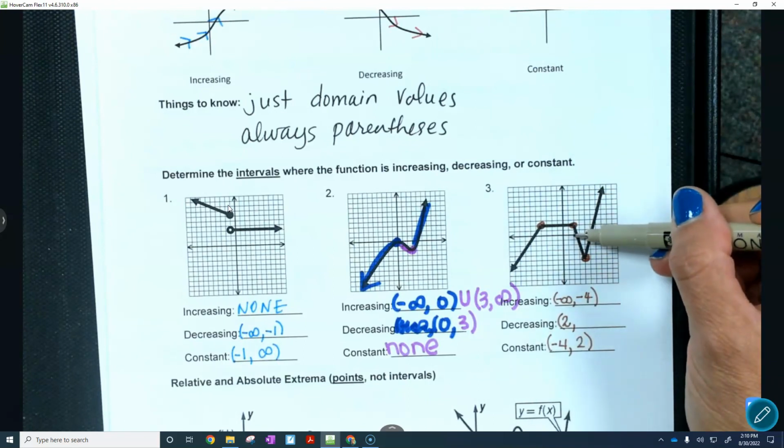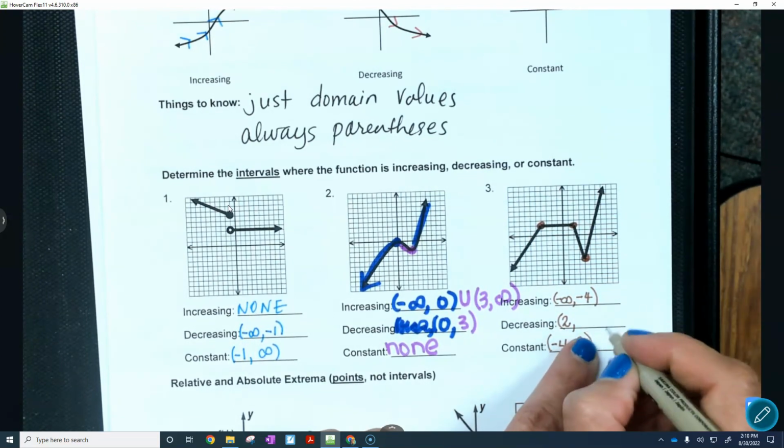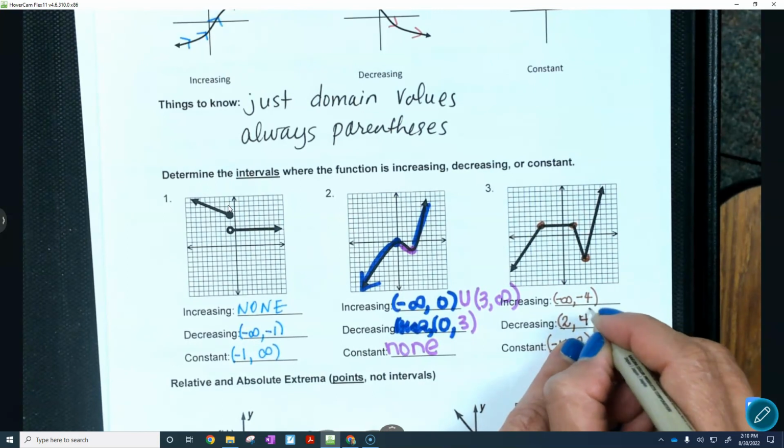No. 3. I feel like that's a 4. It's 4. It is 4. Okay. I'm pretty sure it's a 4. It's so hard to tell. This graph is tiny.